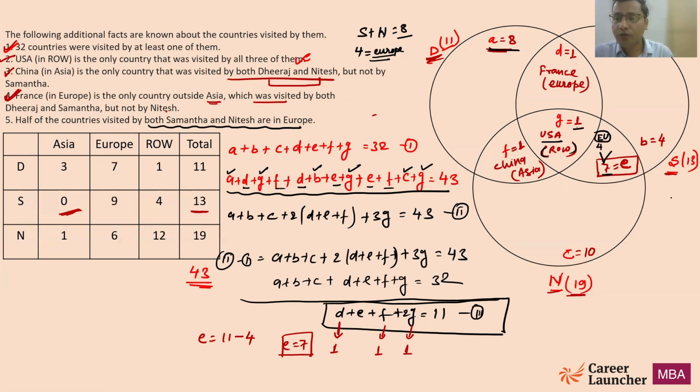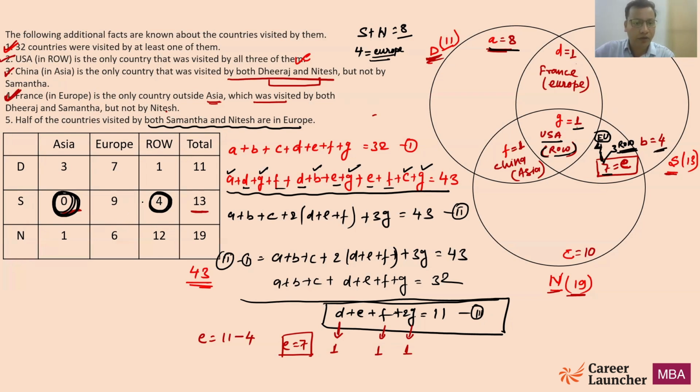Since we also know that Samantha has not traveled to a single country in Asia, can I say the remaining 3 have to be ROW? These 3 have to be ROW. I think this is clear. So now I can say a total of 3 plus 1, 4 countries in ROW, which is rest of the world, which is traveled by Samantha and Nitesh together.